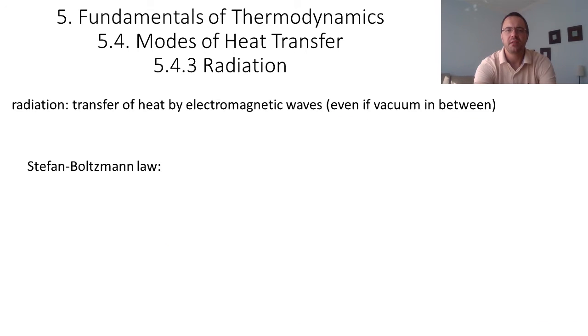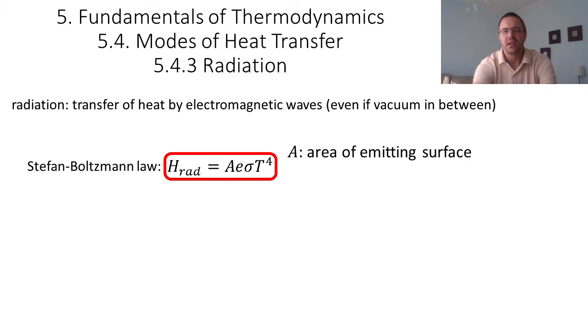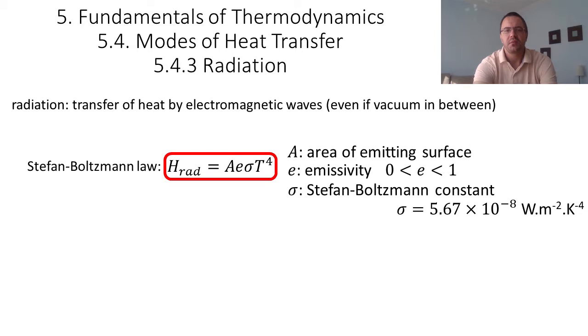The heat current by radiation is given by what is called the Stefan-Boltzmann law. The heat current H radiation is equal to A E sigma T to the power 4. And in this relation, A is the area of the emitting surface, E is the emissivity of the surface. It is a number between 0 and 1. And sigma is the Stefan-Boltzmann constant, and it is equal to 5.67 × 10^-8 watts per square meter per Kelvin to the power 4.